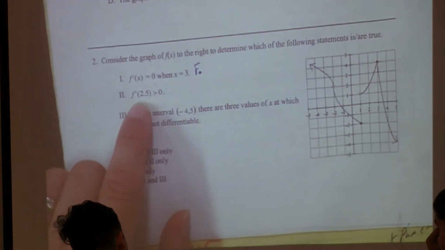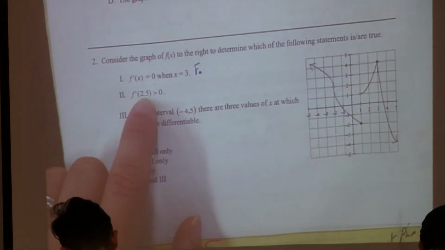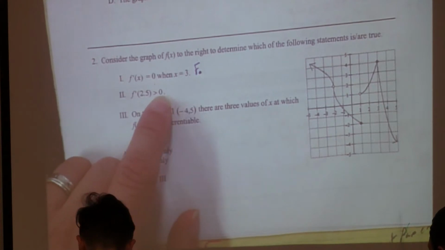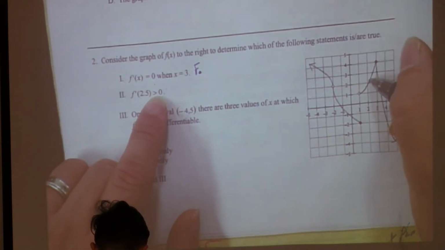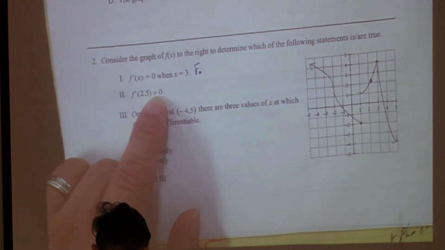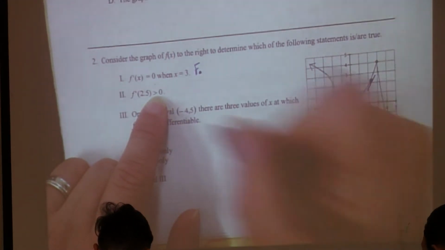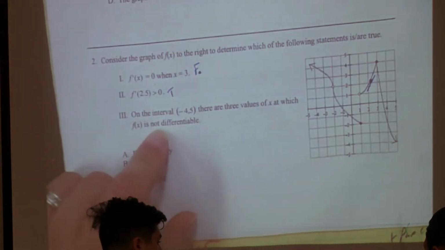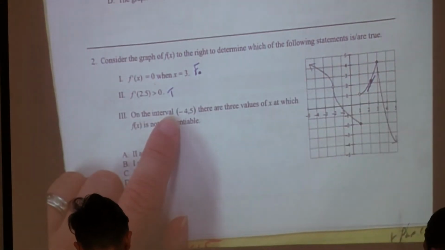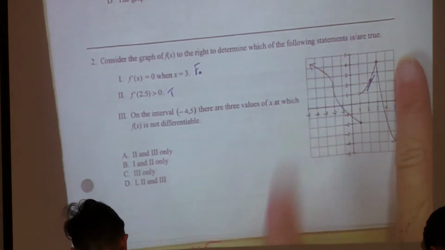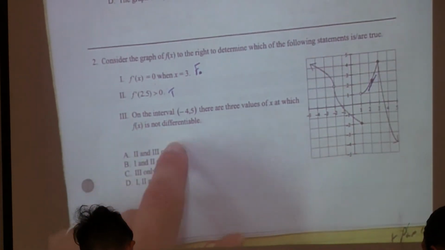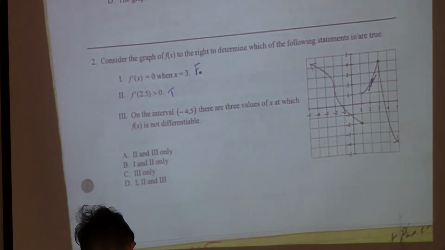Okay? Number 2 says that the derivative at 2.5 is greater than 0, meaning that it's positive. So if I went to 2.5 and I drew a tangent line there, would the slope be positive? Yes. So is this true? Yes. On the interval -4 to 5, okay, so in between -4 and 5 only, there are 3 values at which f is not differentiable. Is that a true statement?